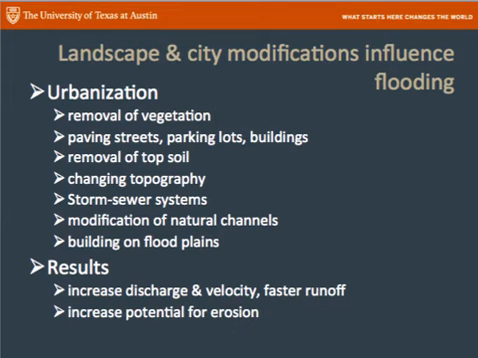You may very well have modified natural river channels and built things in floodplains. And of course, a flood is unimportant if it happens where nobody is. But if it happens where there are buildings and people and homes, then it causes significant damage. So building on floodplains is another way that people get more affected by floods by urbanization. The result of urbanization is a higher discharge, higher stream velocity, faster runoff, and increased potential for erosion, which is important as well.